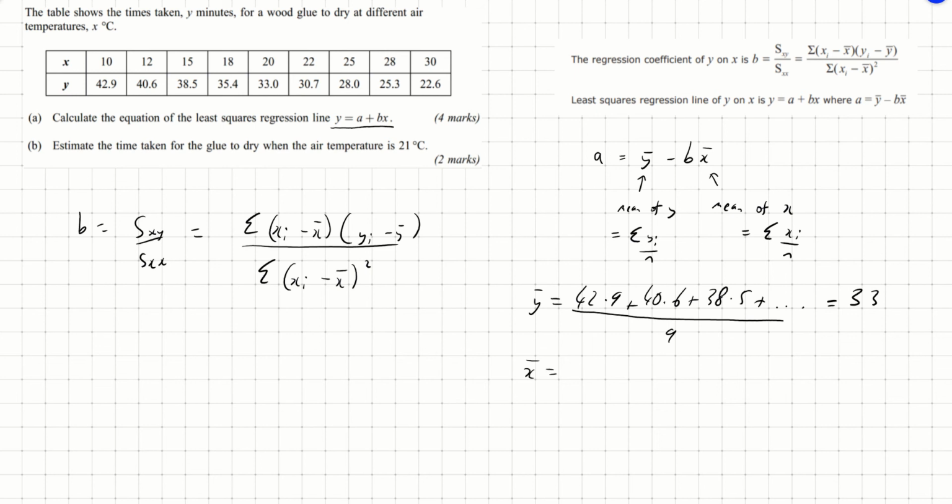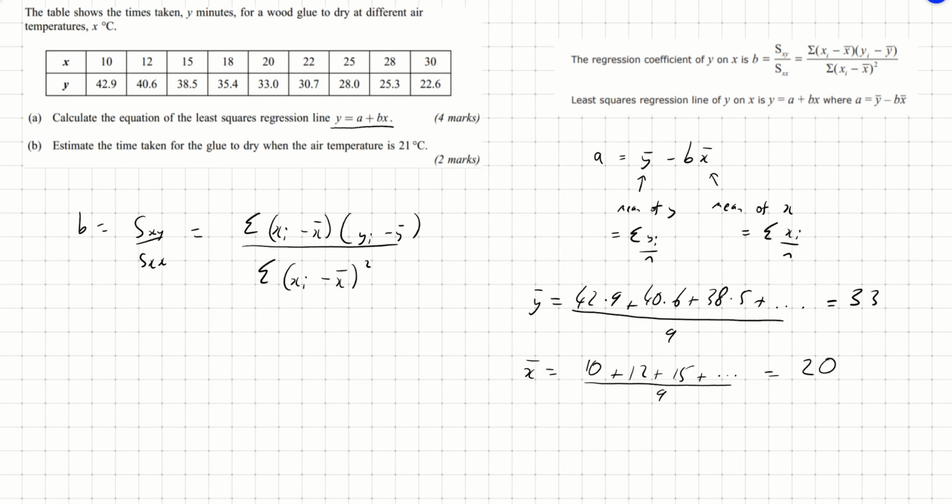We're going to do something similar for x. So x bar is going to be the sum of our x values, xi's. So it's 10 plus 12 plus 15 plus and so on, and again, divided by how many there are. Again, there are 9 x values. If we do this sum and division, we get x bar is 20. Okay, so that's the easier first step.